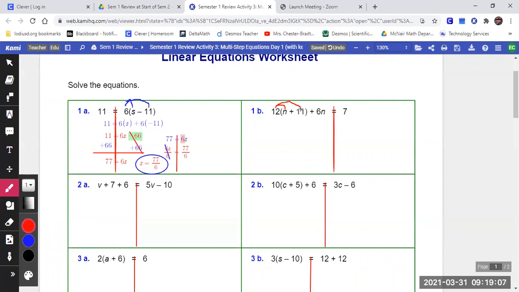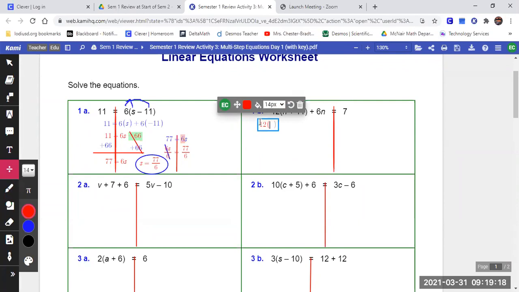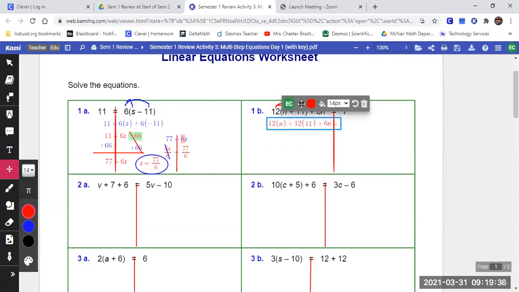So for showing the multiplication, that means I have to write it. The 12 times the n, positive 12 times 11. I don't have to worry about a sign because it's positive 11. Okay. The 6n is still hanging around out there. It didn't go anywhere. Okay. We show the distribution.